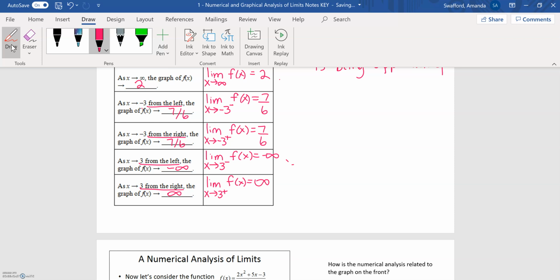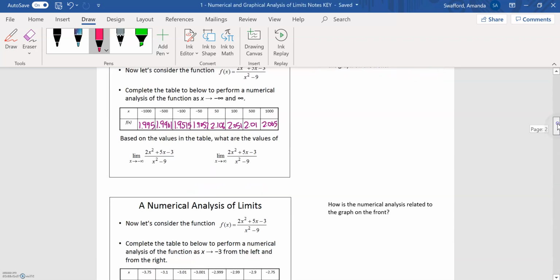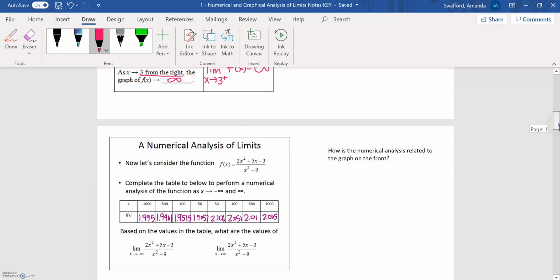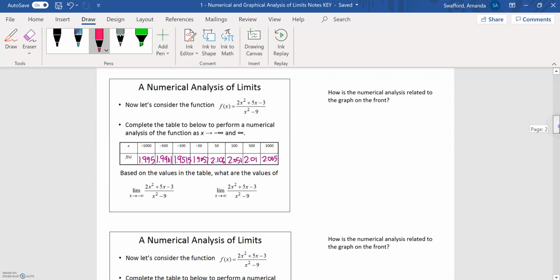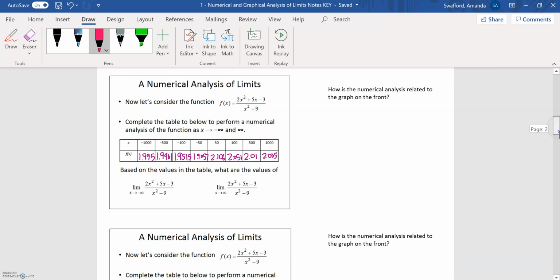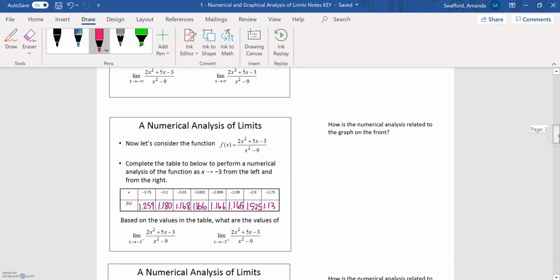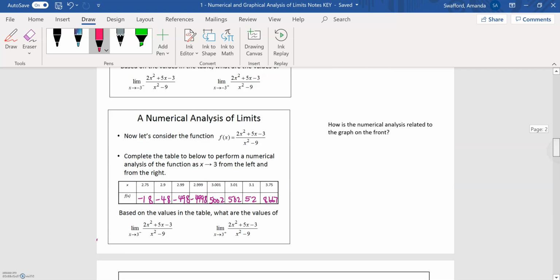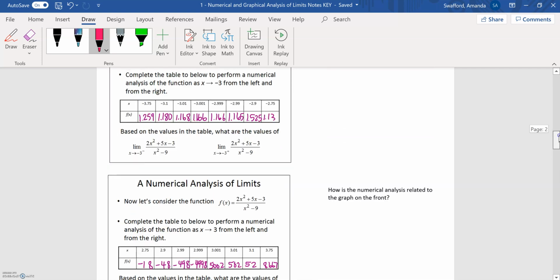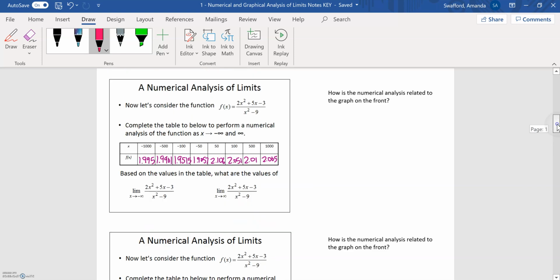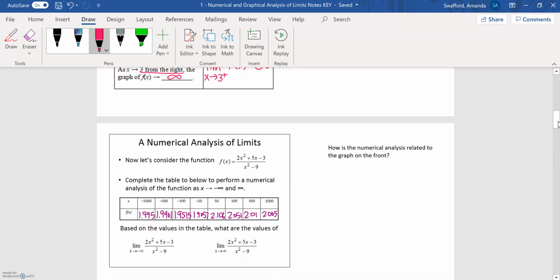Okay, now let's take a look at how this looks in a table. I have on the next page filled in these tables for you. This is the same function, but instead of looking at the graph, we want to look at a table of values. So let's pretend like we've never seen the graph, and we want to evaluate the limits from the table. Okay, so what we need to do here is to find the x value we're approaching and then examine it in the table. What are the y values approaching?